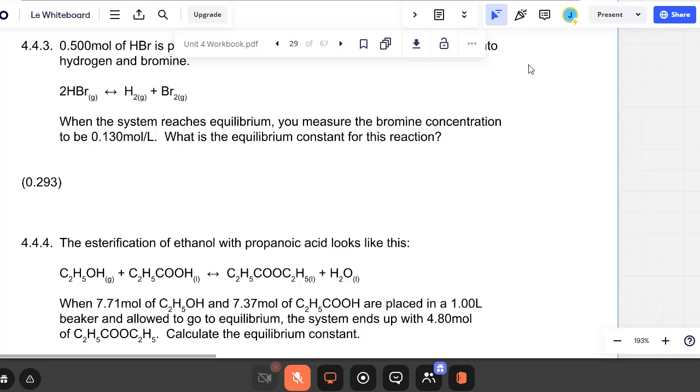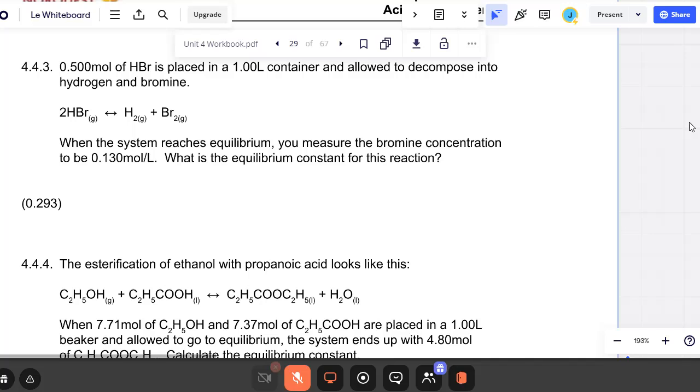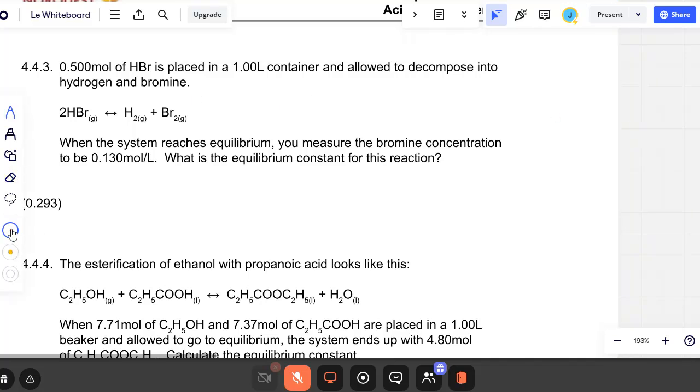Again, we're still working on ice tables and what they can do for us. Here's a new thing. They're going to get a little more mathematically tricky as we go through this. As you know, here we have HBr breaking down. I'm going to write this off to the side where I have a little more space to work. So this reaction is hydrogen bromide falling apart, releasing hydrogen and bromine.